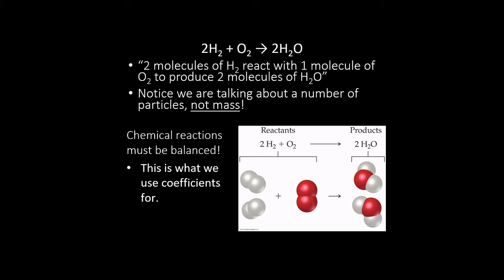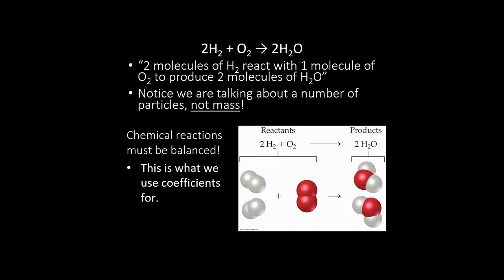Now notice there that we're talking about numbers of particles. We are not talking about masses, because when reactions take place, what's actually literally occurring are little particles bumping into each other and reacting with one another. So this is a particle-to-particle interaction. It's not take this mass of this thing and react it with this mass of this other thing, and it comes together. It's a particle-to-particle interaction. So we're talking about particles here, not masses.